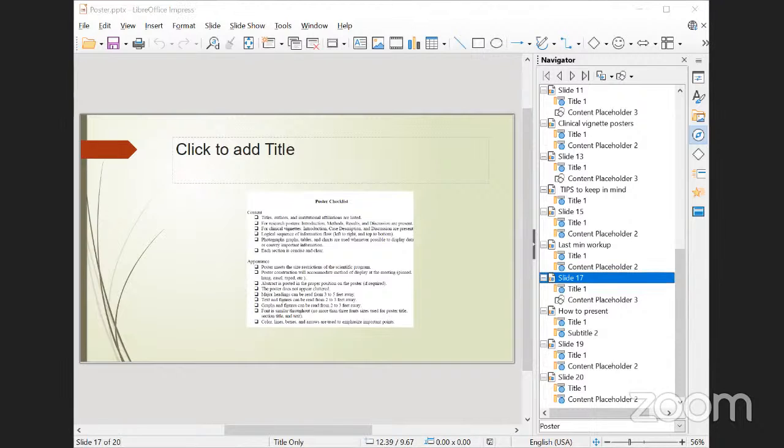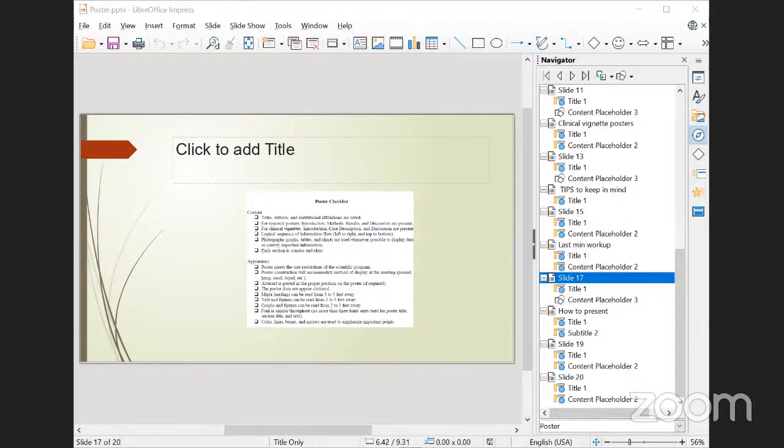Poster construction will accommodate the method of display at the meeting, that is pinned, hung, easel, and taped. Abstract is posted in the proper position on the poster. The poster does not appear to be cluttered. Major headings can be read from 3 to 5 feet away. Text and figures can be read from 2 to 3 feet away. Graphs and figures can be read from 2 to 3 feet away.